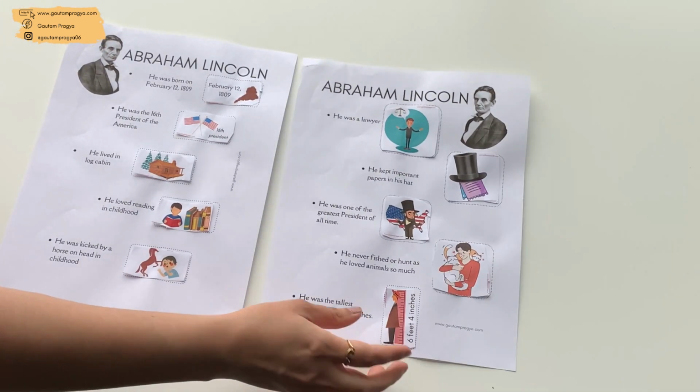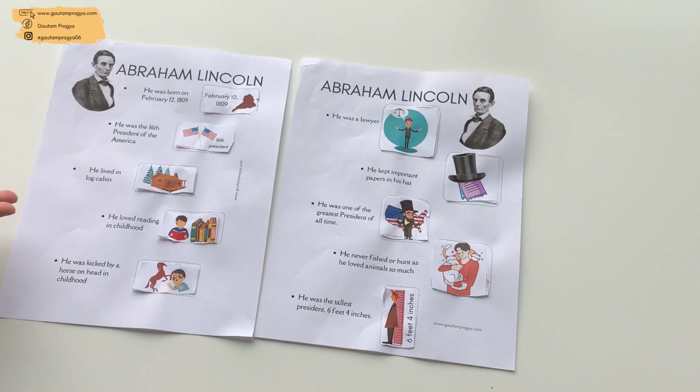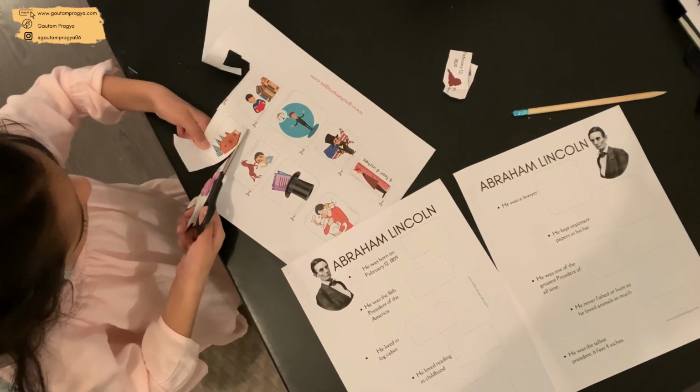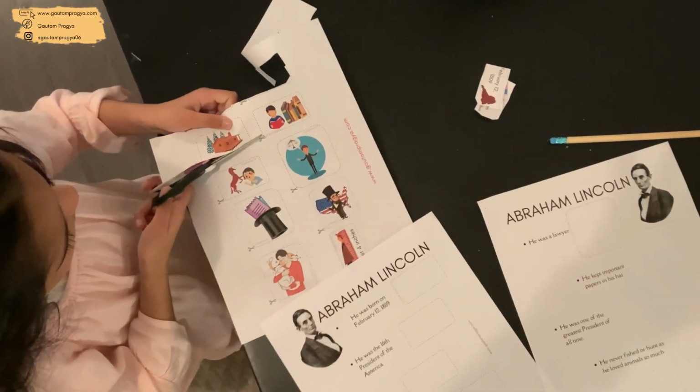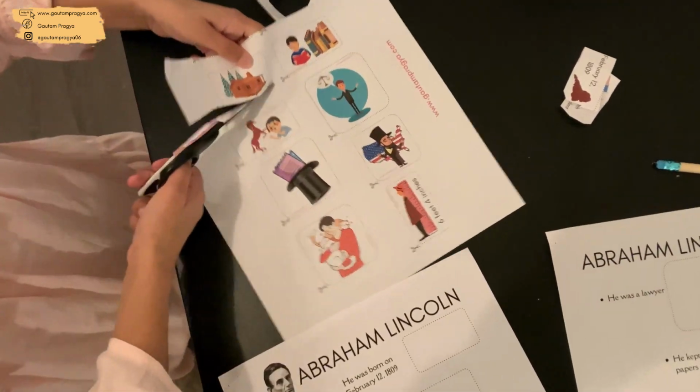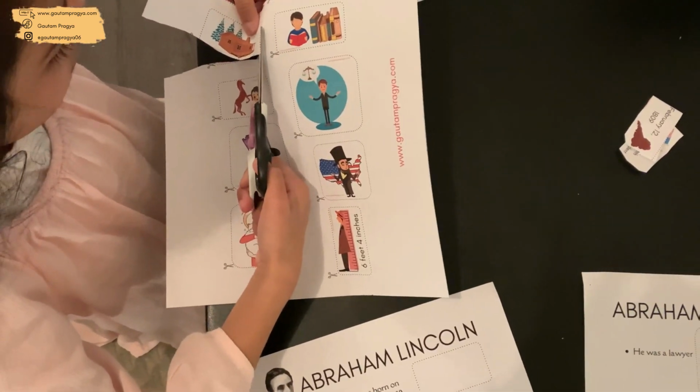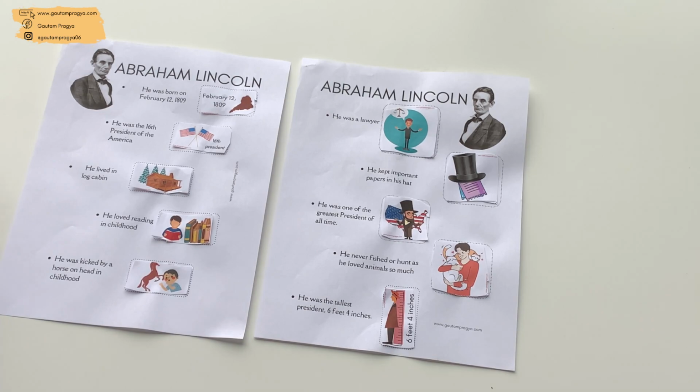Next activity is the Abraham Lincoln activity. It is from the 6-month PDF subscription set, and his birthday was in February. That's why I had included these. I try to cover as much as I can about the important dates in the PDF subscriptions.